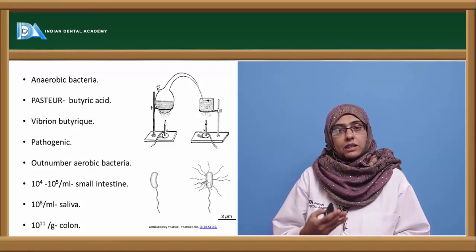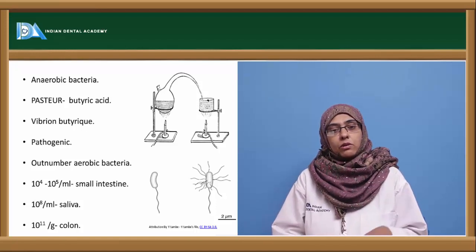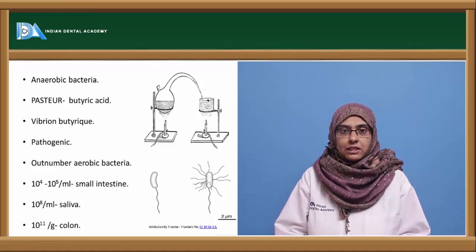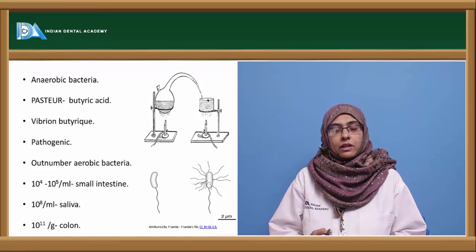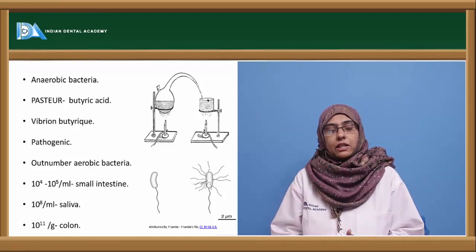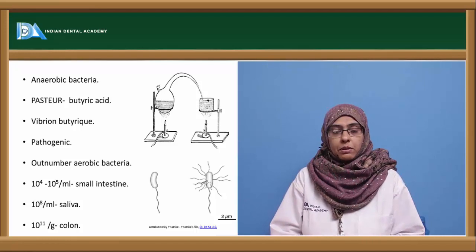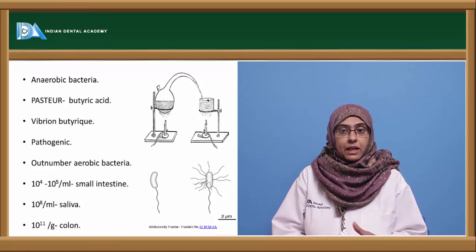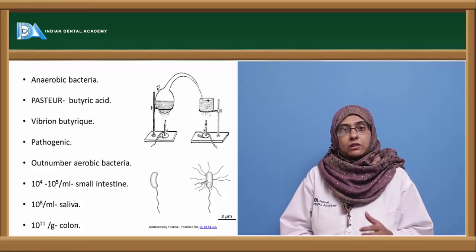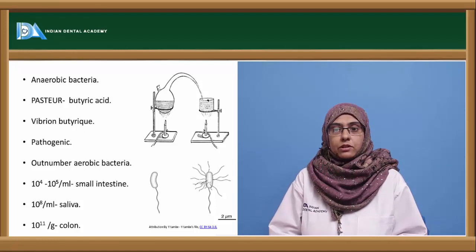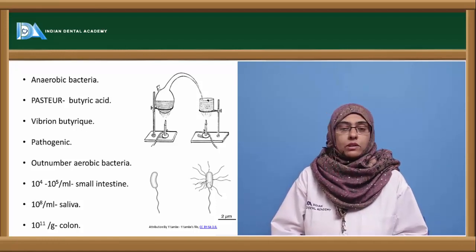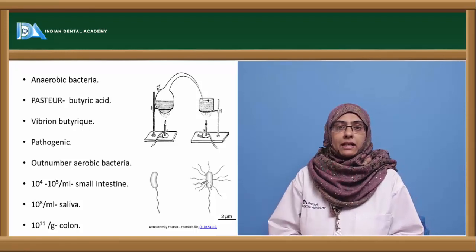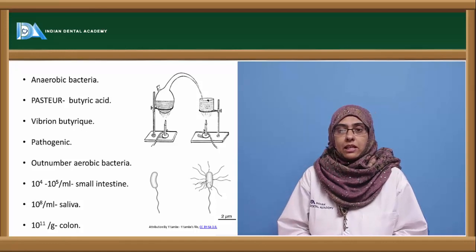They are not only present in the anaerobic environment of the human body, but can also be seen in the mouth and the nasal cavities, and these organisms are thought to be aerotolerant in nature. Coming to the numbers, they usually outnumber the aerobic bacteria, and are present at a range of 10 to the power of 4 to 10 to the power of 5 per ml of the small intestine, 10 to the power of 8 per ml of the saliva, and 10 to the power of 11 per gram in the colon. So you can see that these organisms not only are present, but they outnumber the aerobic bacteria and have the ability to be pathogenic in nature.